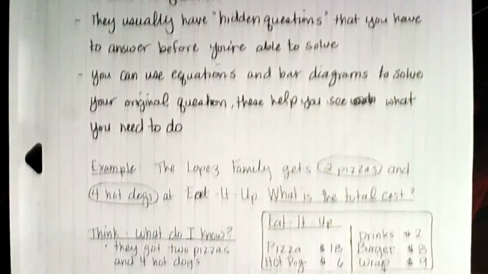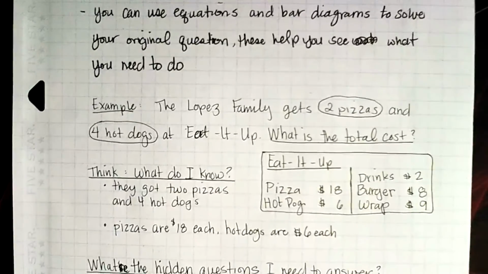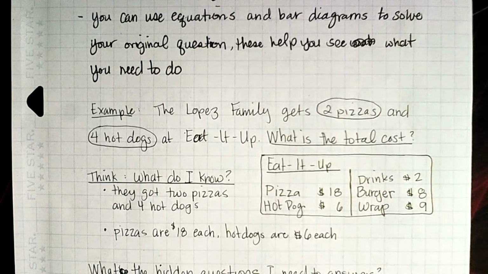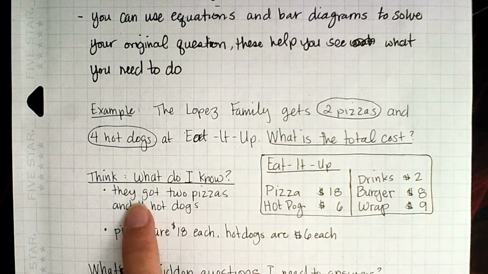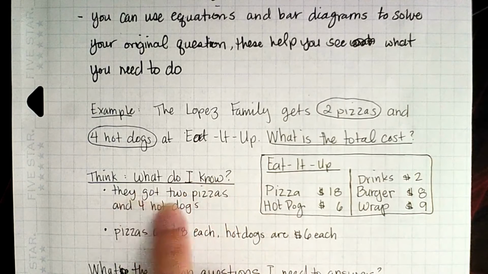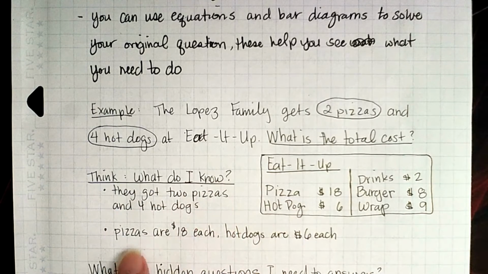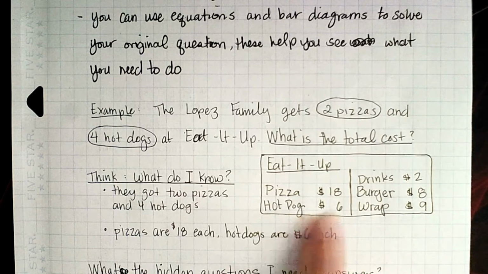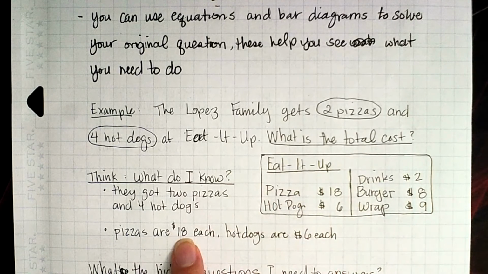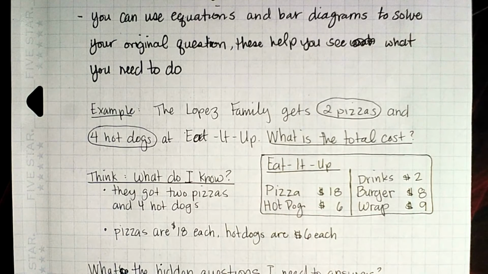Now, I've written out an example for you over here. Our example says the Lopez family gets 2 pizzas and 4 hot dogs at Eat It Up. What is the total cost? So let's stop and think. What do I need to know? Or what do I know in the beginning? I know that they got 2 pizzas and they got 4 hot dogs. And from the sign that's in your book that I copied over here, we know the pizzas are $18 each and the hot dogs are $6 each. So now I've figured out what information I have.